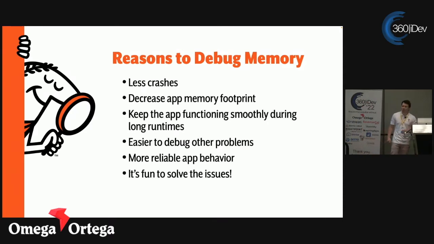So the list that I came up with was less crashes, decrease app memory footprint, keep the app functioning smoothly during long runtimes, easier to debug other problems, more reliable app behavior, and it's fun to solve the issues.